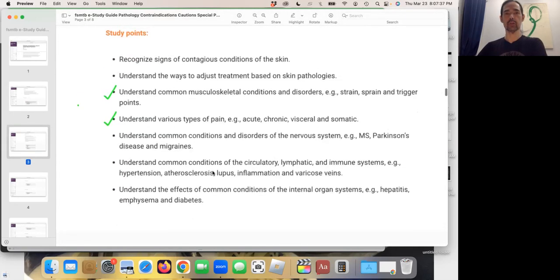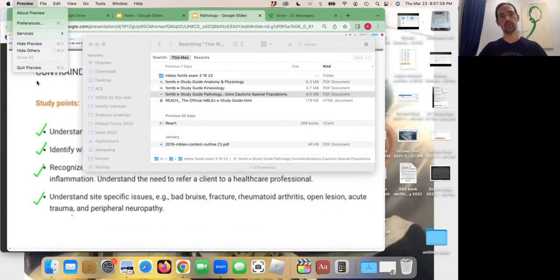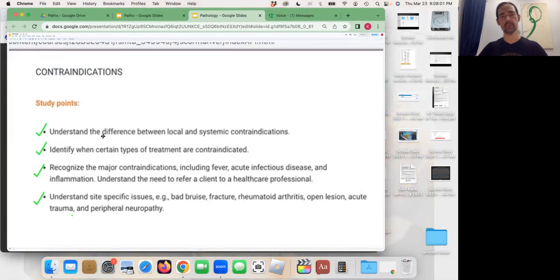And then we're also going to cover common musculoskeletal conditions, specifically strains, sprains, and trigger points. I'm going to give you the key words for each of those. And then understanding various types of pain: acute pain, chronic pain, visceral pain, and somatic pain. Actually, we're only going to do acute and chronic tonight. I didn't get visceral and somatic ready for tonight's lecture, but we'll get to those eventually.